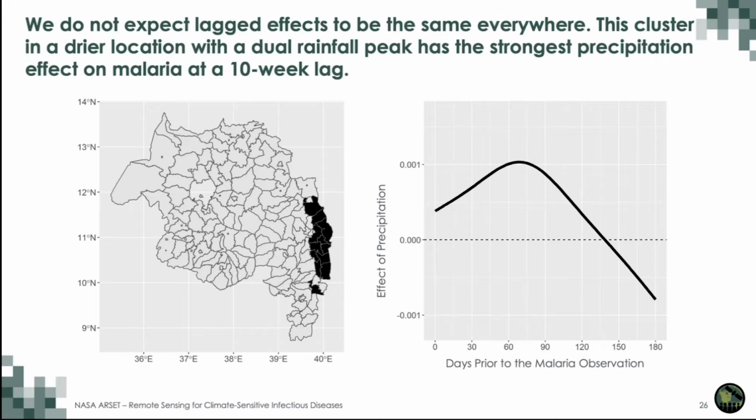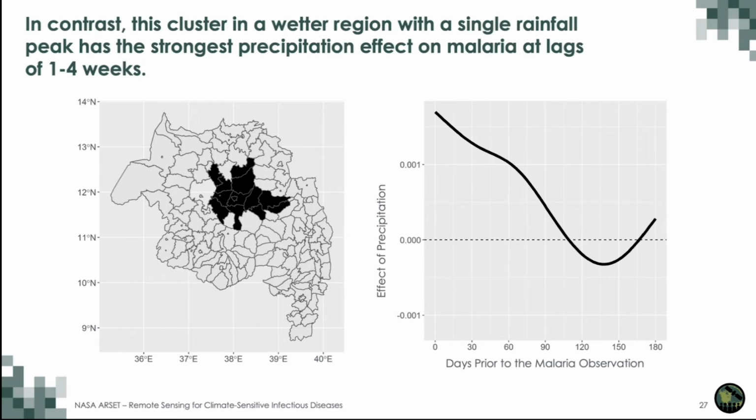So this is a part of the Amhara region that has dual peak rainfall, and you can see that it has the distributed lag effect peaks at about 70 days and declines thereafter. And then this is a different part of Amhara that has a single rainfall peak, and this actually has a much shorter impact. So the strongest impact on malaria is at lags of 1 to 4 weeks, and then we see a general decrease in effect as a function of increasing lag time.